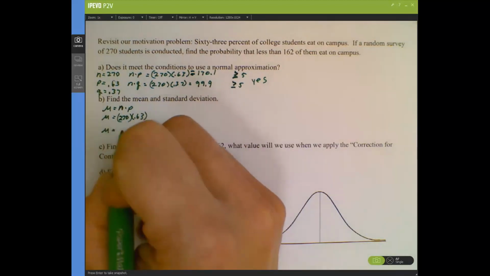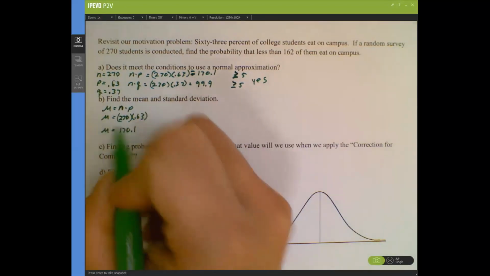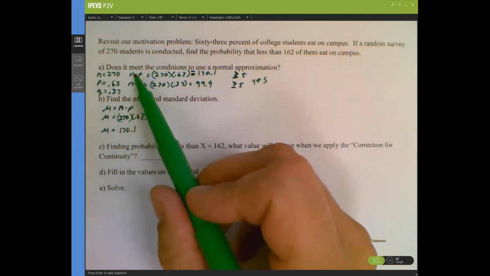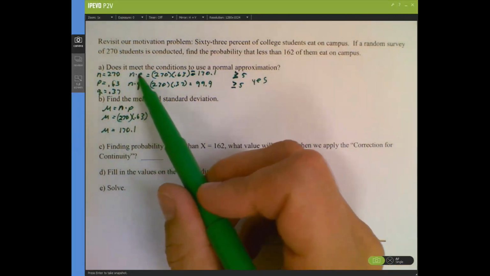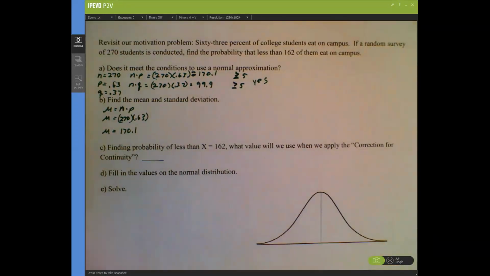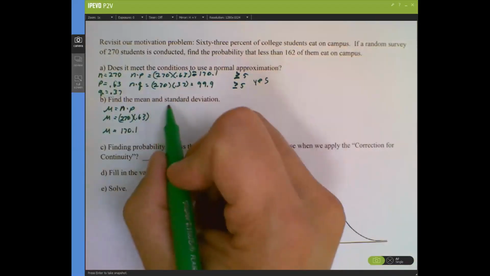times 0.63. The mean is 170.1. And on all of these, you'll already have the mean figured out because of seeing if this meets the conditions to be able to use the normal approximation. Okay, so there's the mean.